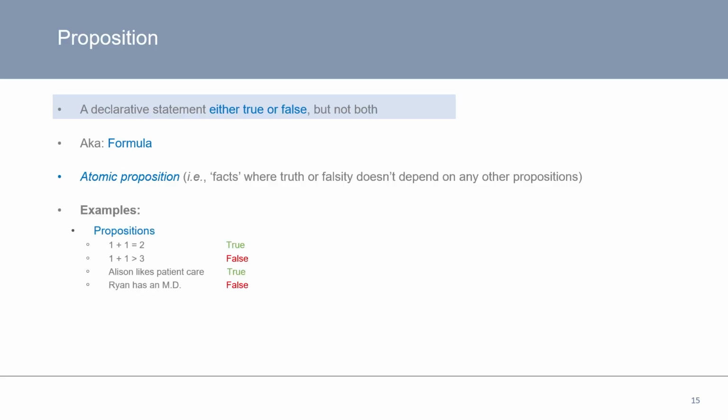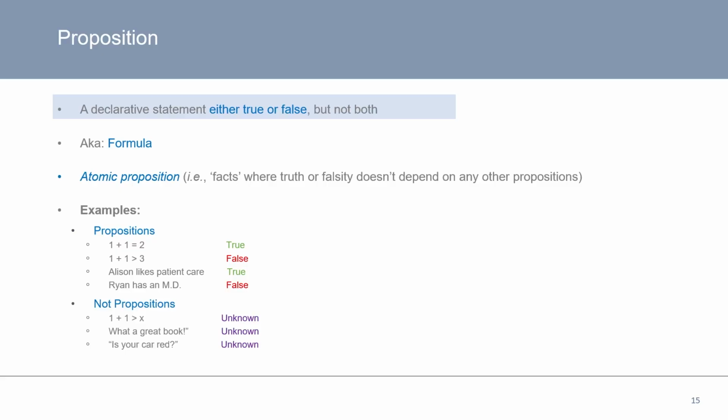Here are some examples of propositions. The statement 1 plus 1 equals 2 has a value of true. The statement 1 plus 1 is greater than 3 has a value of false. The statement Allison likes patient care also has a value of true. And the statement Ryan has an MD is also false.